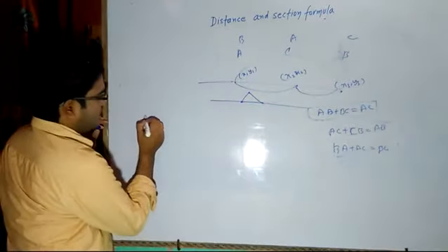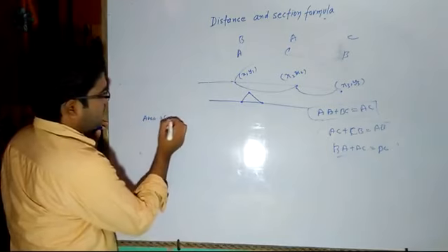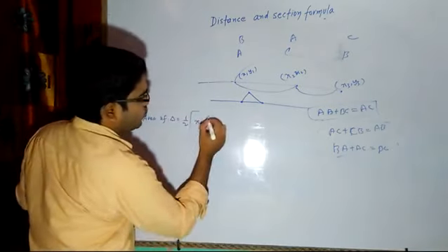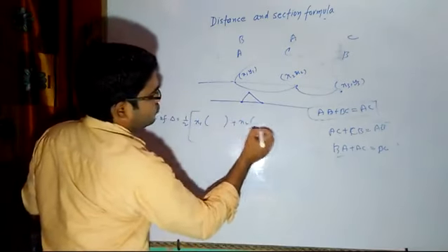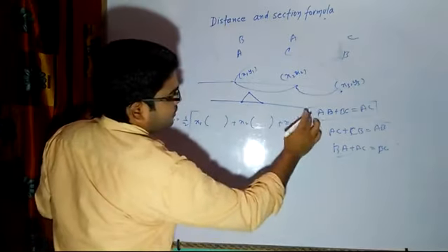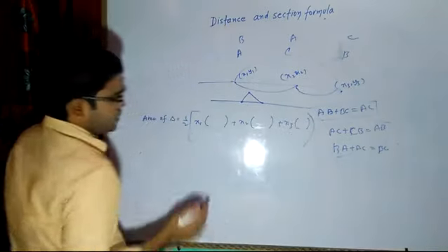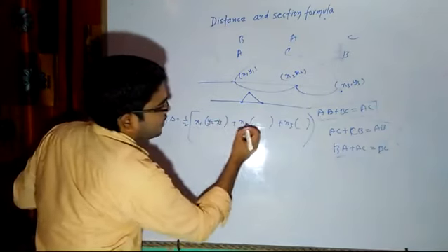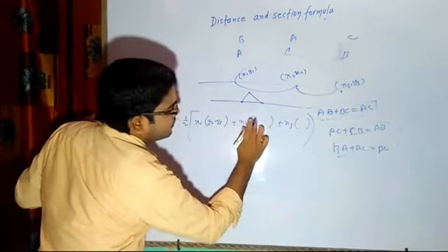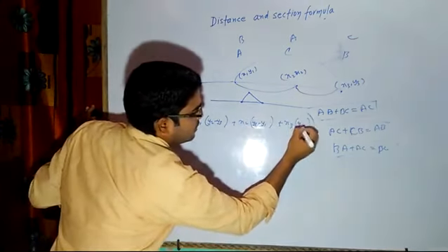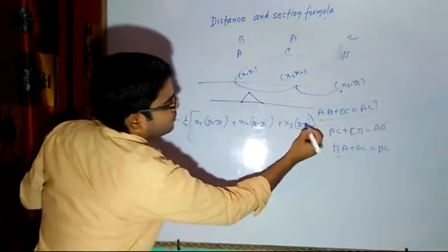So area of triangle is equal to half into x1 bracket x2 bracket x3 and bracket. Correct. Now this thing we have done. Now in x1 bracket I will write y2 minus y3, in x2 bracket it will be y3 minus y1, and here it will be y1 minus y2.